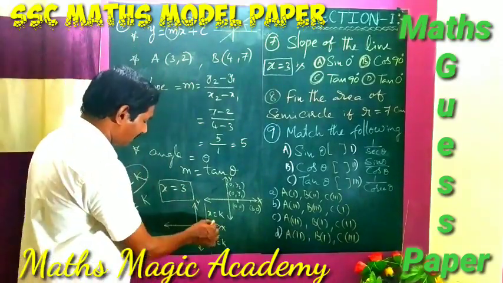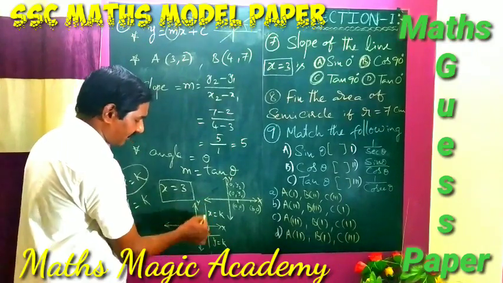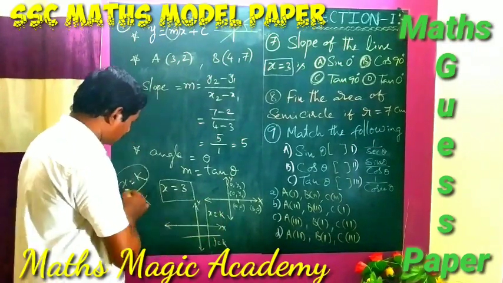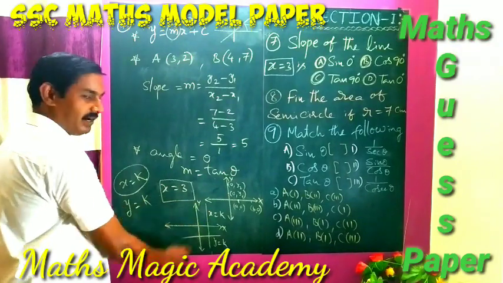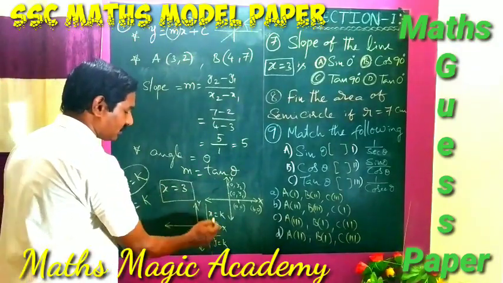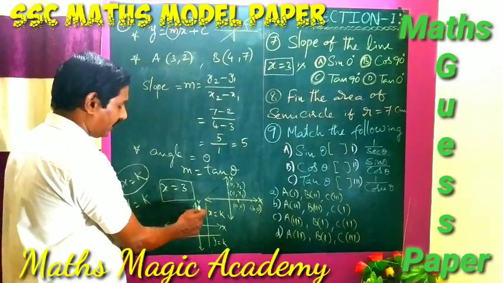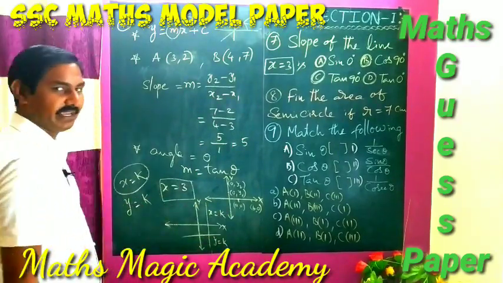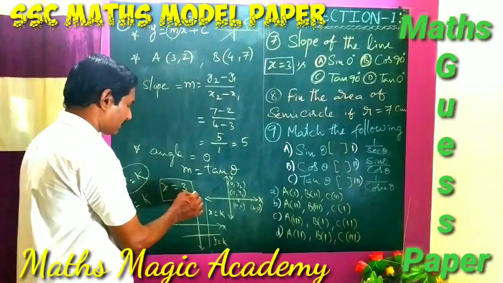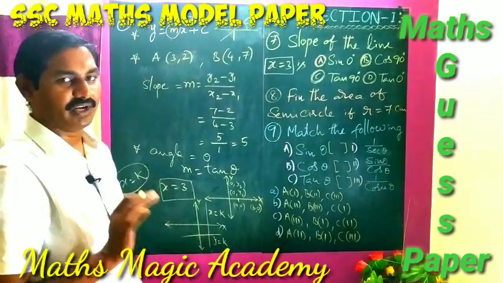That means, what is the slope of the y-axis? Undefined. So here x equals k or x equals 3, all are parallel. The y-axis and x equals k or x equals 3 are parallel. That means the slopes of the y-axis and x equals 3 are the same. That means the slope of x equals 3 is undefined.